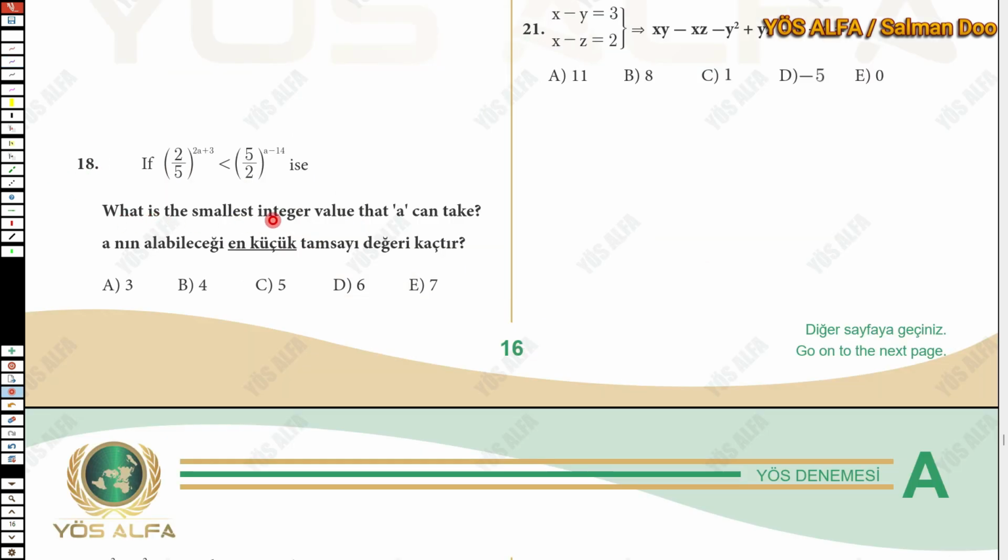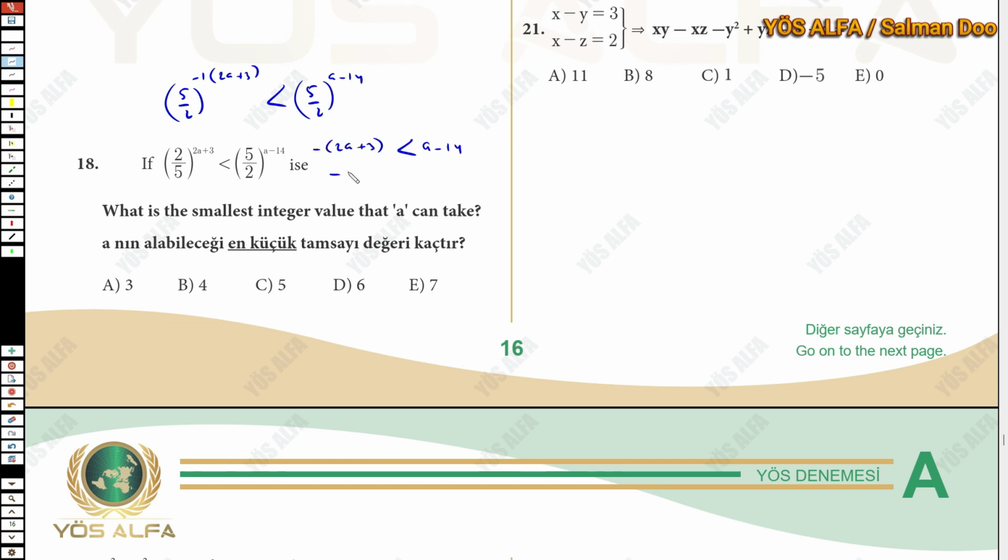18. What is the smallest integer value that a can take? So this inequality is given, and we have 5 over 2 here. I'm also going to change it so that we have 5 over 2 on both sides of the inequality. So 5 over 2 to the minus 1, and we have 5 over 2 to the a minus 14. Since the bases are larger than 1, if this one is larger than this, then we can talk about their powers the same way too. A minus 14 must be larger than minus 2a plus 3.